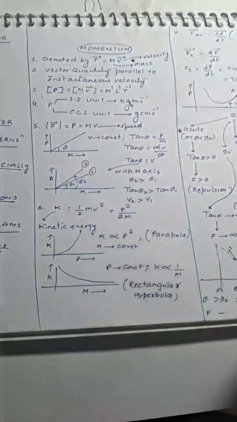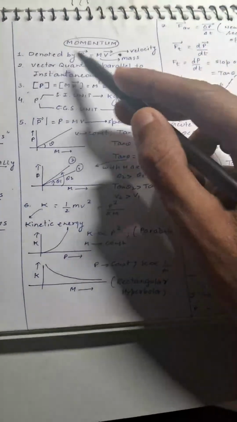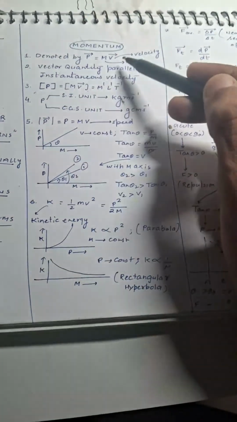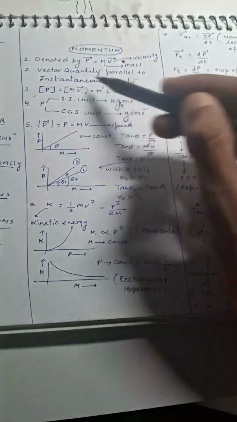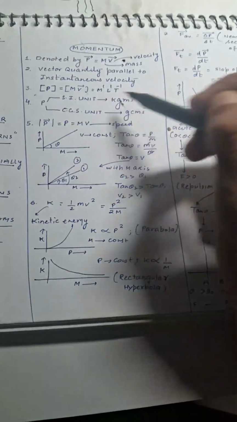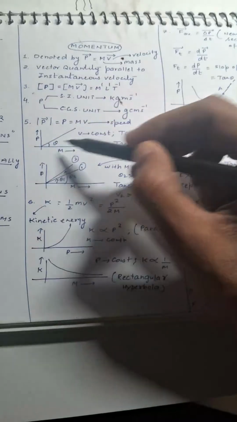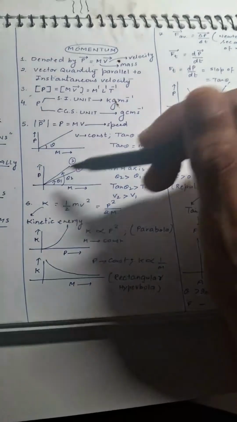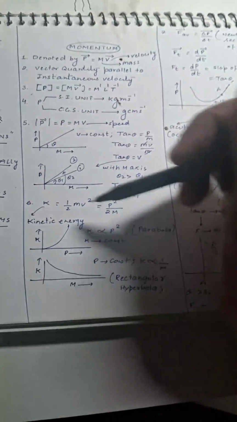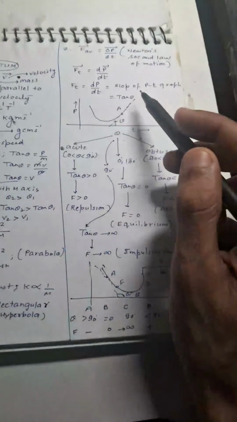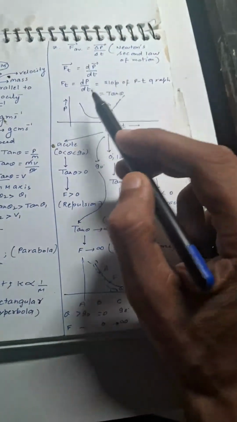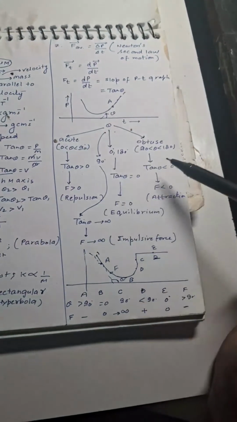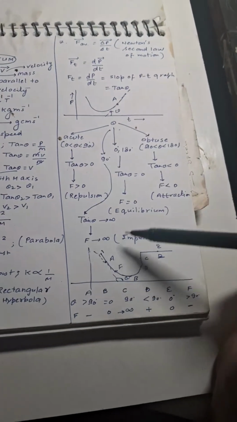Then we have some worksheets based on momentum. Momentum has certain properties like it's denoted by this. It's a vector quantity parallel to instantaneous velocity. Then we have the dimension of momentum, SI unit, CGS unit, then magnitude of momentum, graphical analysis with mass, various analyses for different graphs, kinetic energy as a function of momentum and as a function of mass. Then we have average force and calculation of average force based on the graph, then variation of theta and various possibilities for forces. Then we have the concept of impulsive forces.